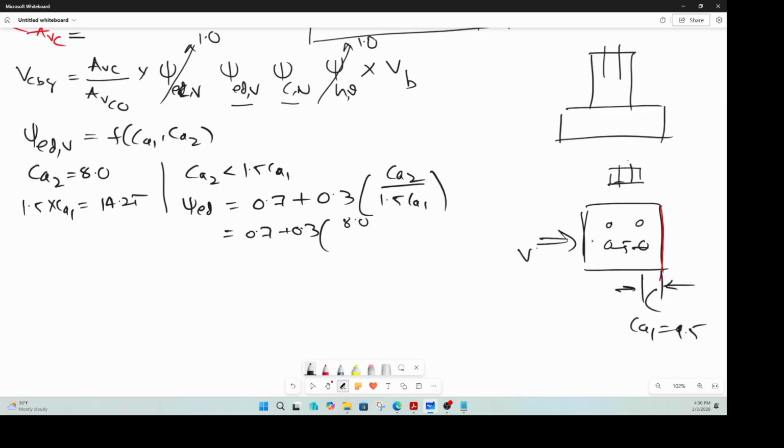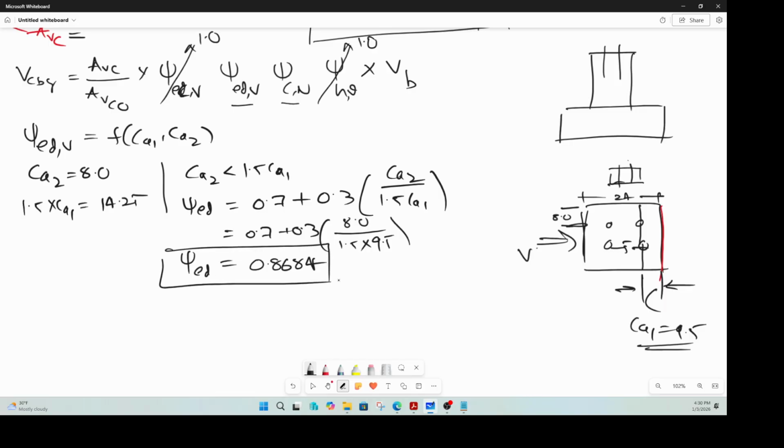This is 5, that is 24. So this is (5 minus 24) by 2, which is 9.5. And CA2 is this distance here, from here to here. So that is 8.0, because this is 8, 8 and 8. Three eighths of 24, so 1.5 times CA1, which is your 9.5, and you calculate that value, the factor will be 0.8684. Okay, so that is your psi ED.